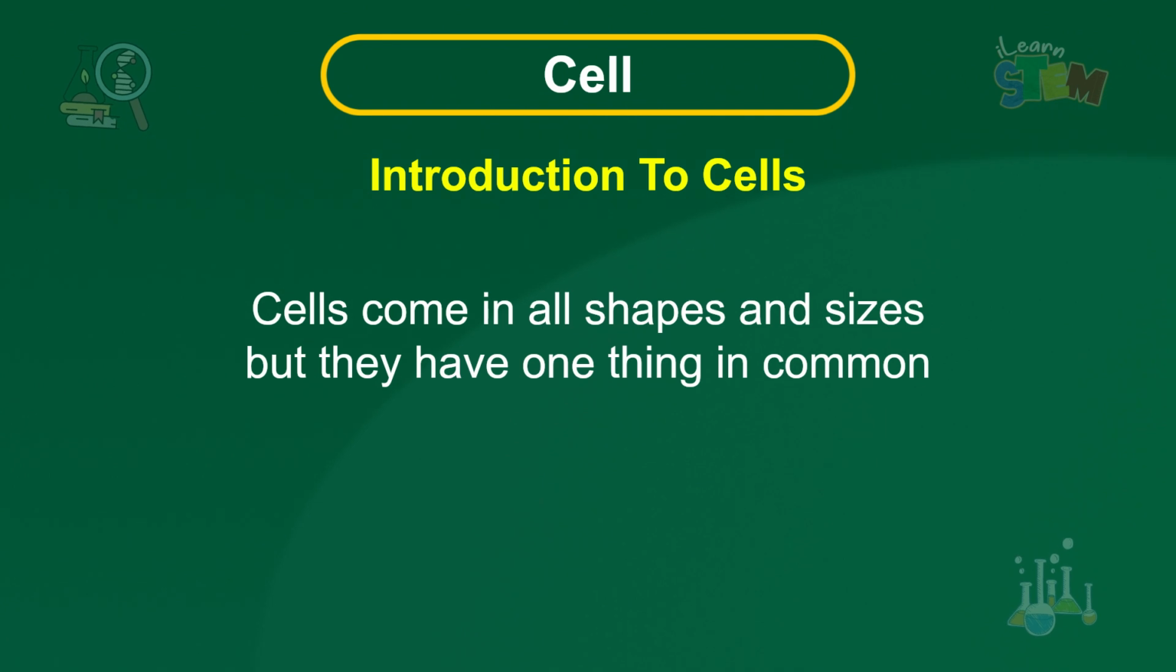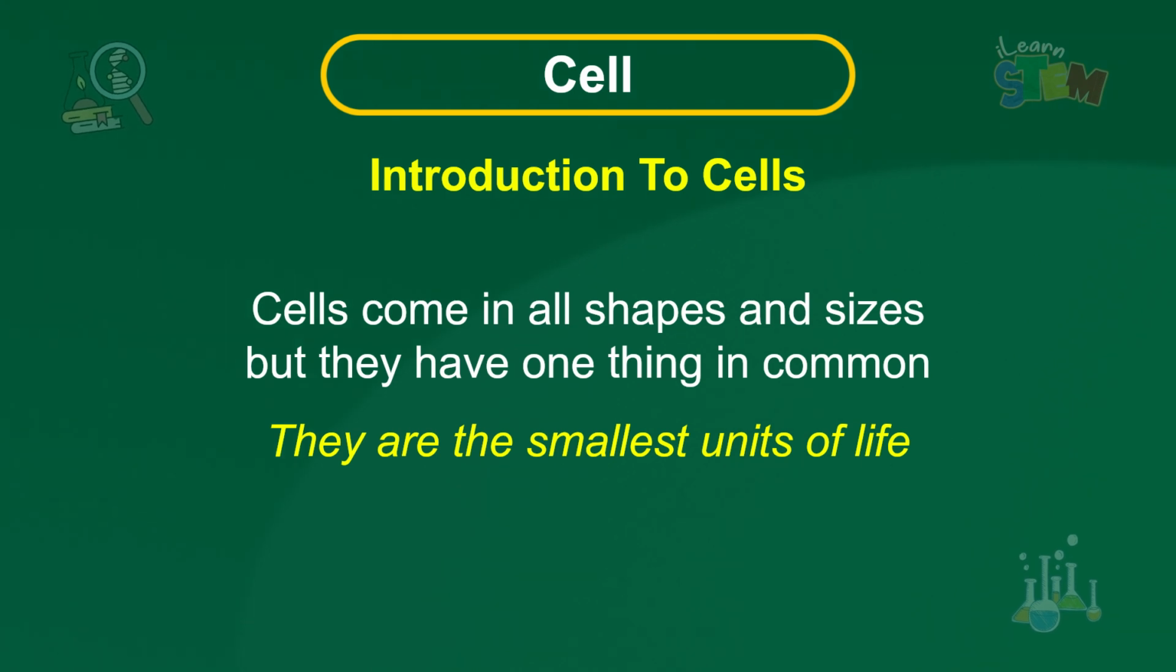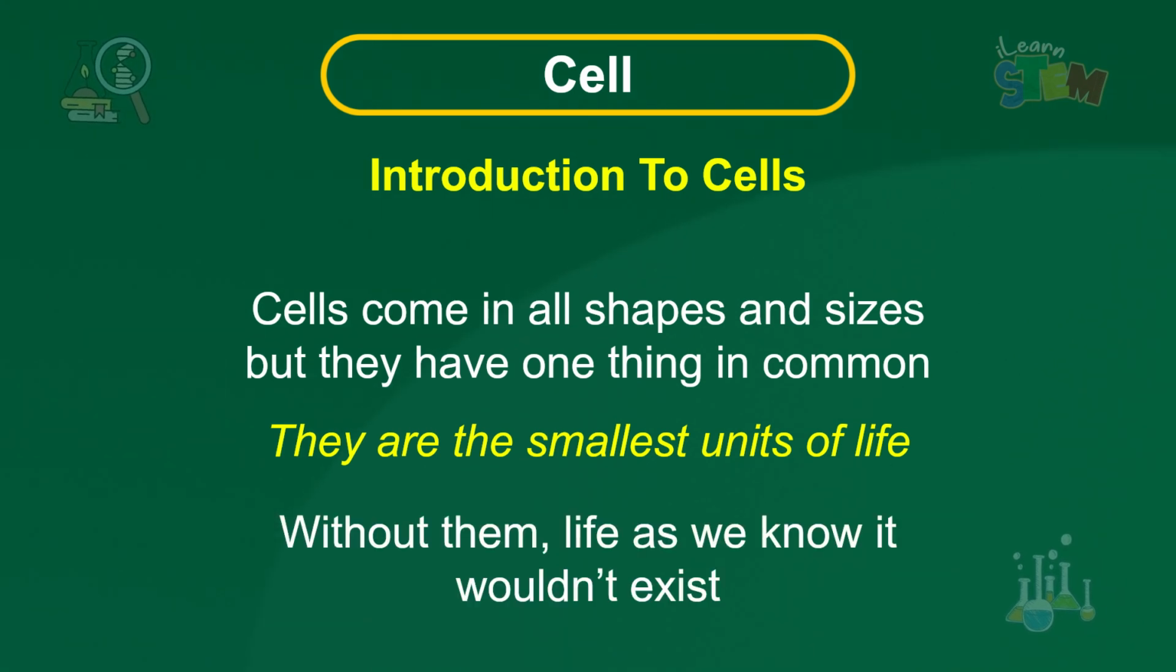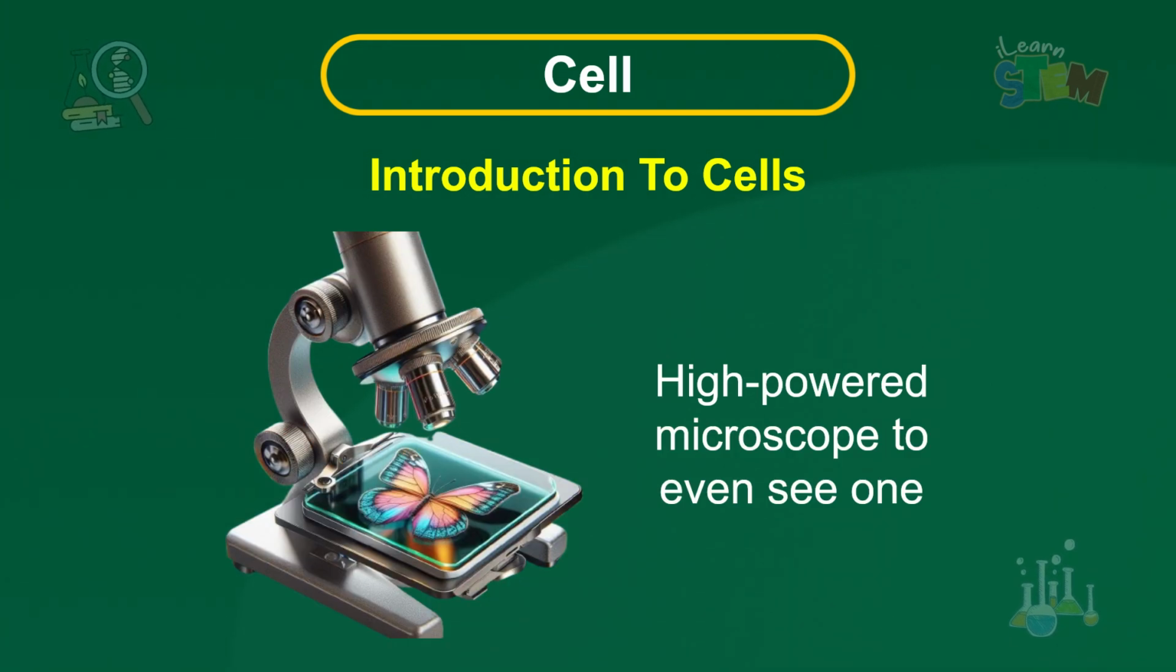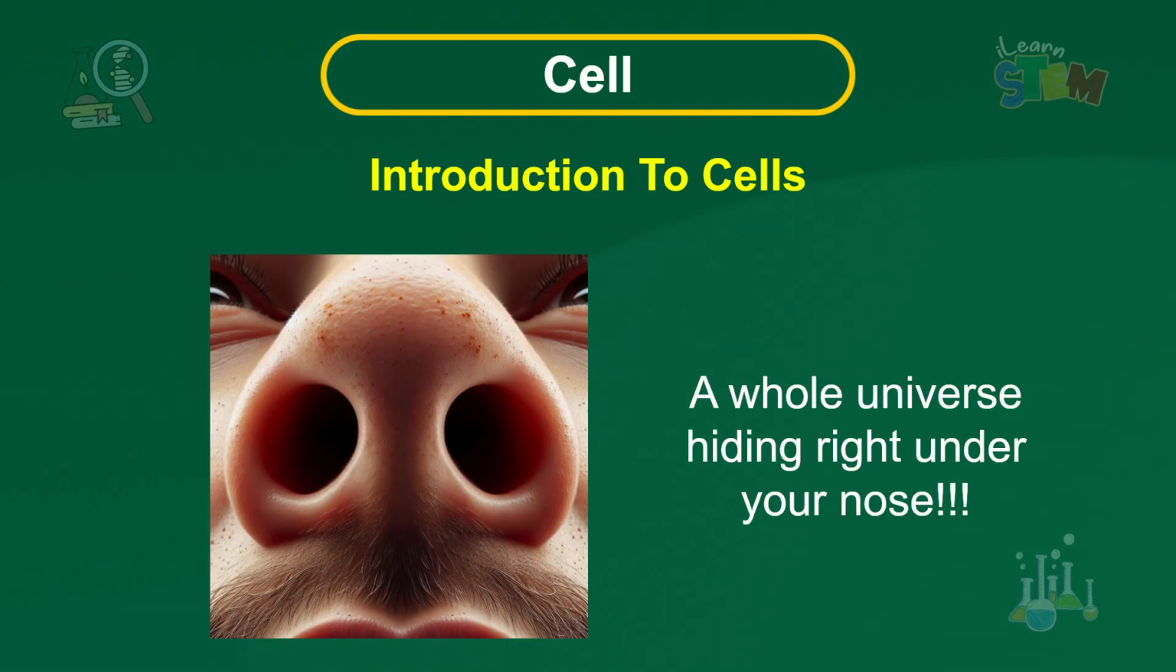Cells come in all shapes and sizes, but they have one thing in common. They are the smallest units of life. Without them, life as we know it wouldn't exist. Oh, and by the way, when I say small, I mean really small. Like, you'd need a high-powered microscope to even see one. Imagine a whole universe hiding right under your nose.